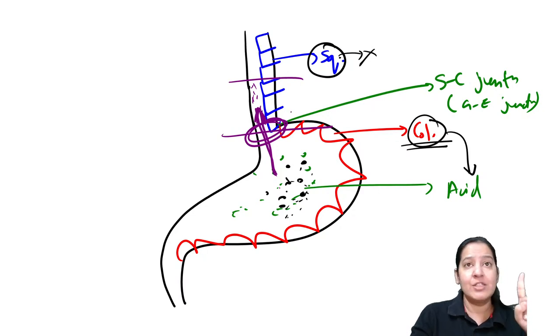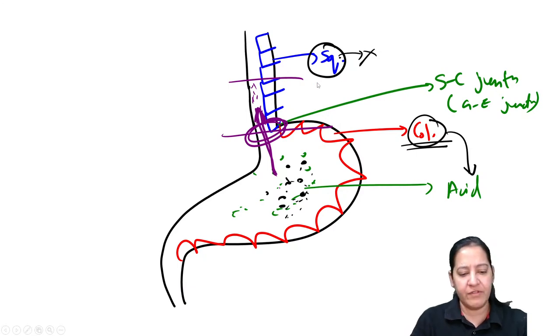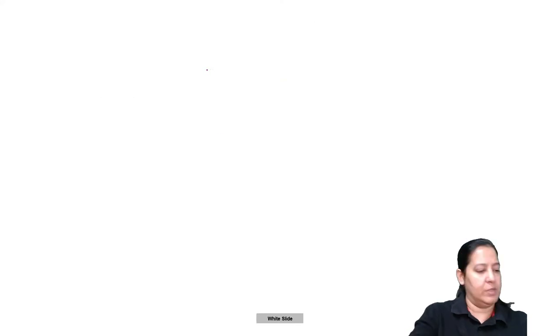The lining of the esophagus, I have told you, is squamous. But squamous epithelia cannot withstand acid. So as a part of adaptation, what will the esophagus do? Let me draw one more diagram to explain the concept.